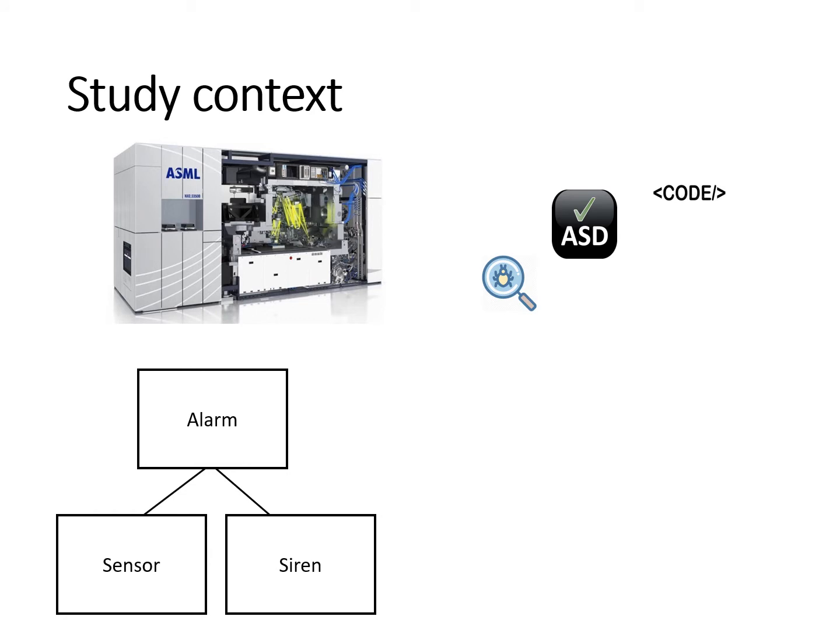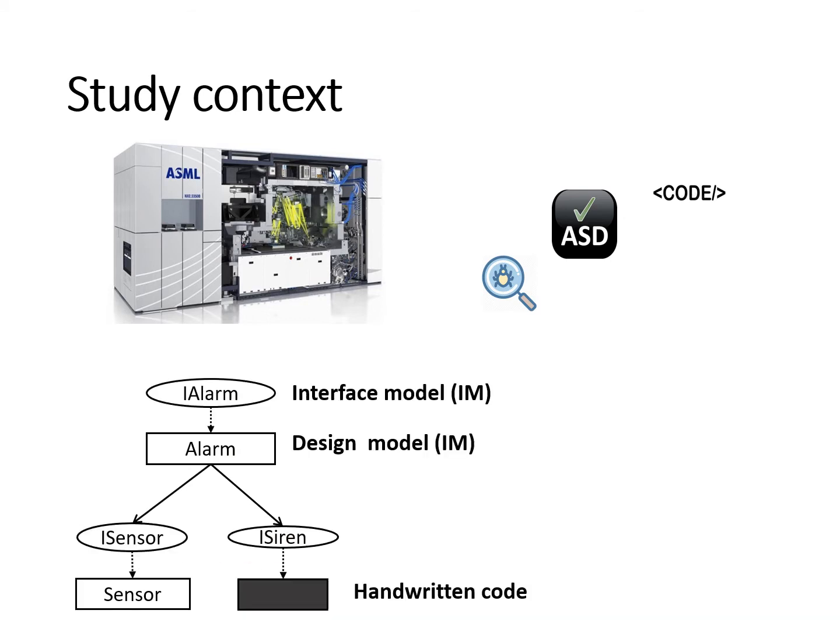Let me now introduce some basic concepts of ASD modeling. Let's look at this small system. We see three software modules here: alarm, sensor, and siren. In ASD, there are two types of state machine, namely interface models and design models. Interface models serve as the communication protocol specifying how software modules communicate with each other. And the design model specifies the implementation logic of a software module.